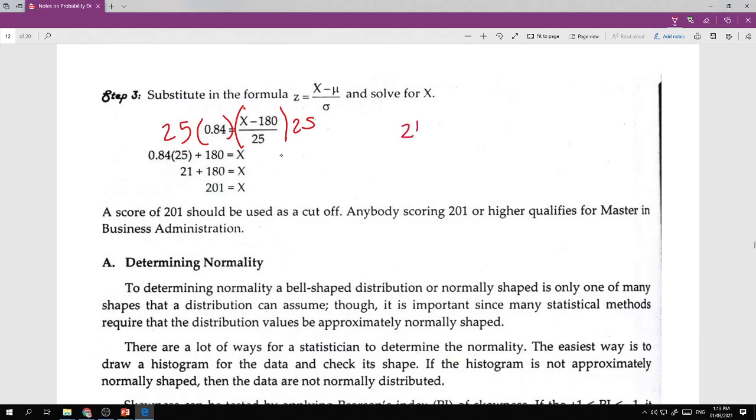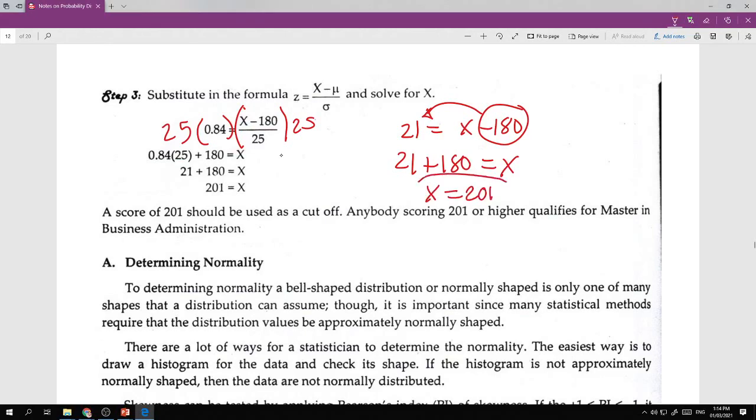That's 21. 21 is equal to x minus 180. Gitranspose na si 180 sa other side. So meaning, 21 plus 180 equals x. Therefore, x is 201. So dapat, a score of 201 should be used as a cutoff. Anybody scoring 201 or higher qualifies for the master's degree program. If your score will be 200, you will not qualify. It should be 201 and above.